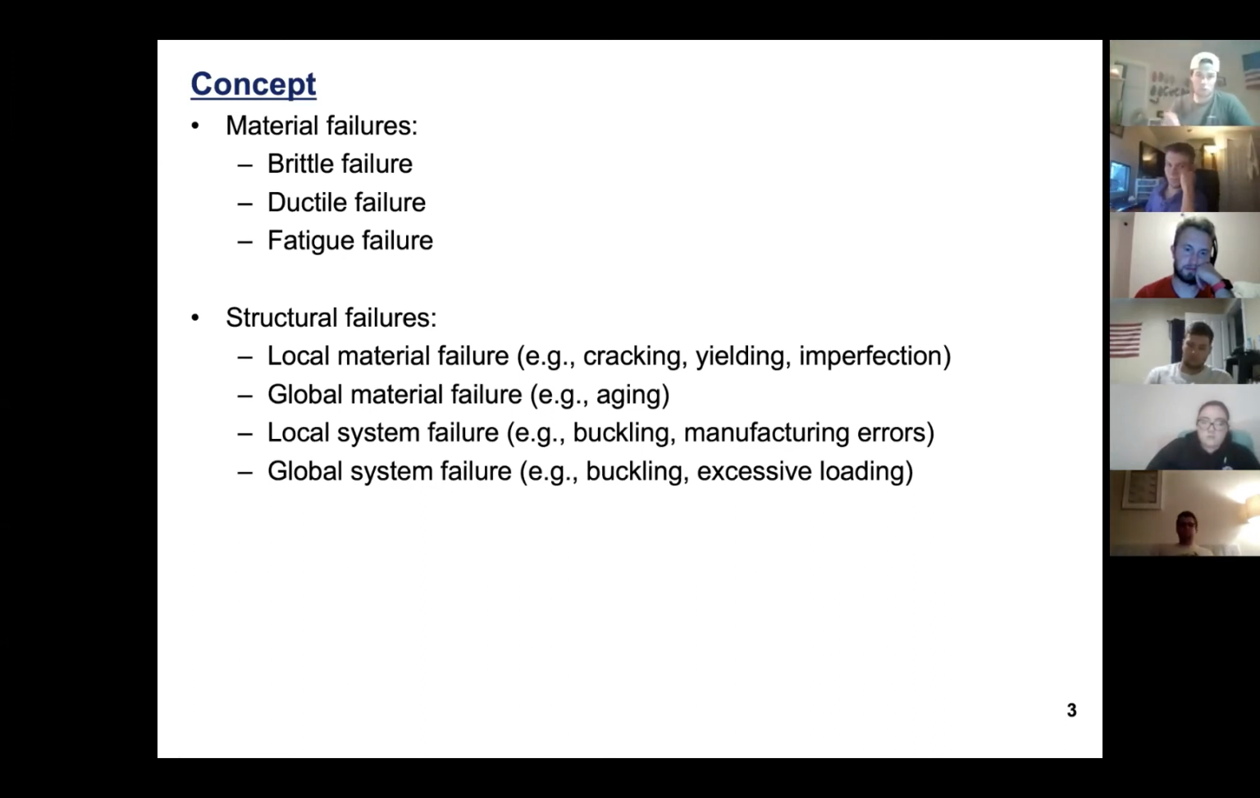Now, materials can fail briefly, or ductile, or fatigue failures. And the structural failures usually can be caused by the change of the geometry. And this change of geometry from structural stability, you will learn that not only the length of the member will affect the buckling load, but also the boundary condition can also affect the buckling load.